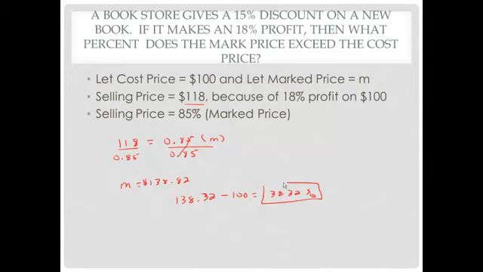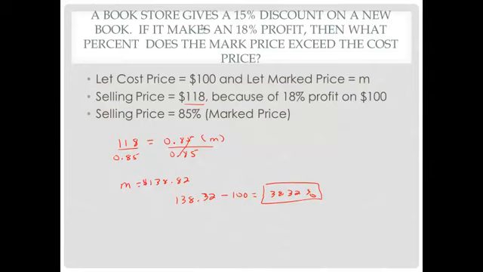Which would be 38.32%. The marked price exceeded the cost price by 38.32%. So again, you have to be careful with these terms. Cost price means what the bookstore actually paid for the item. Marked price is the original price on the tag, and the selling price is the discount price.